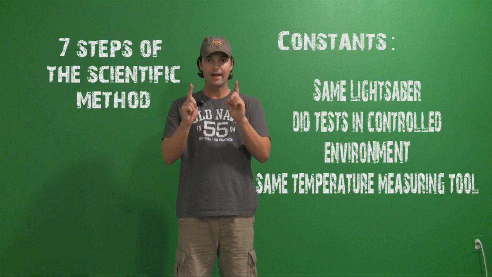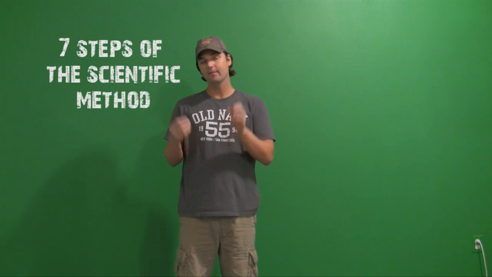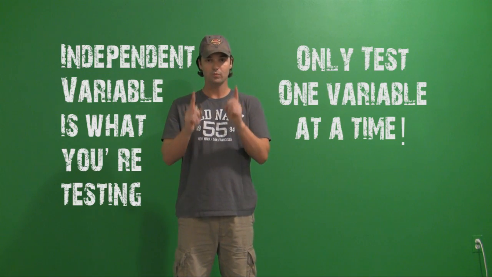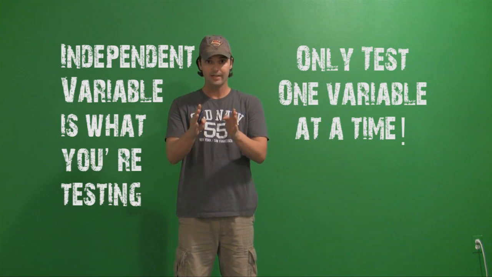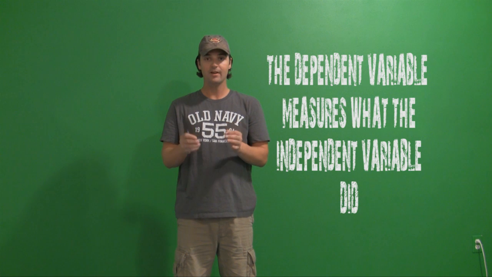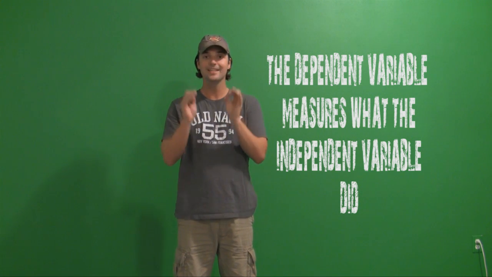You can only have one variable. If I would have had more than one variable, then I wouldn't have known if it was the actual color or the actual lightsaber if I would have used 2 different lightsabers. You can only test one variable. So your independent variable was the color of the blade. The dependent variable, it depends on what it is and it's going to be measurable, so it's going to be the temperature. Think about it like this statement.